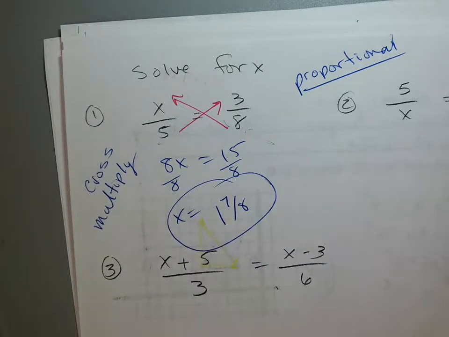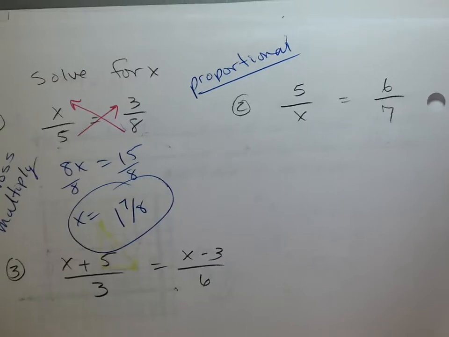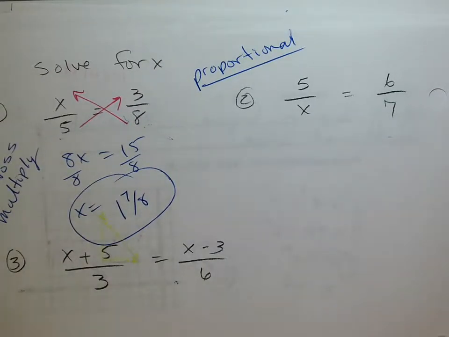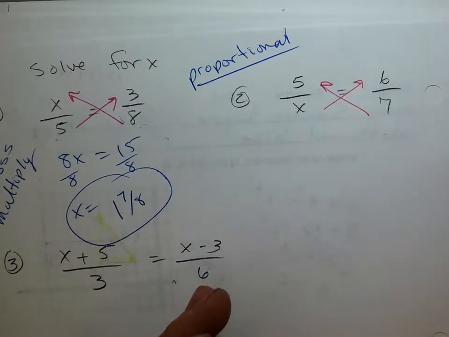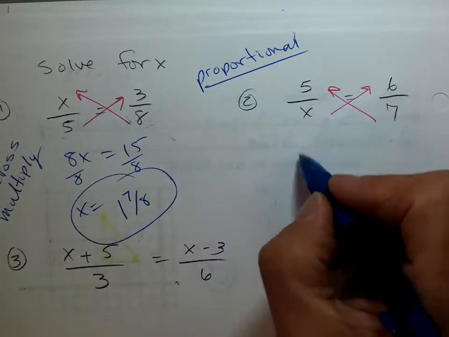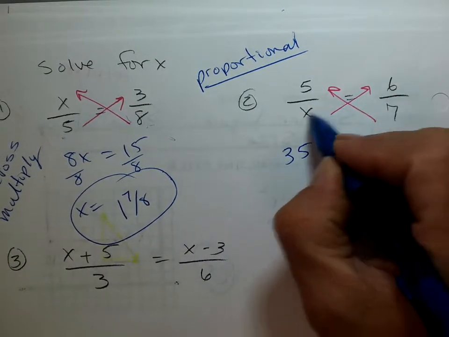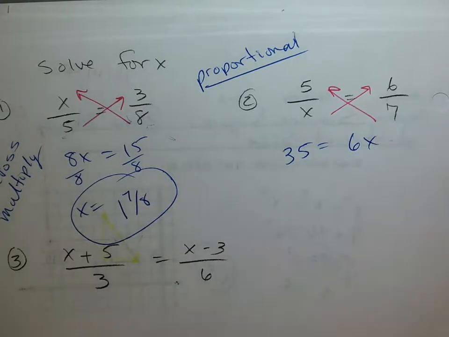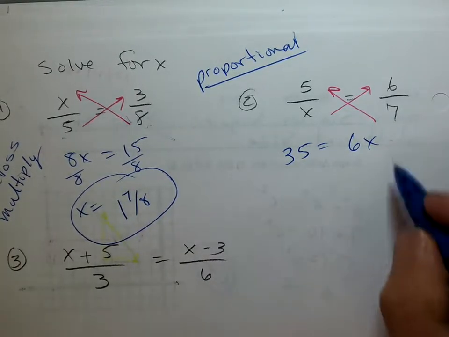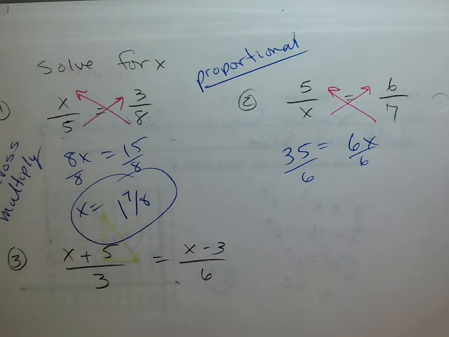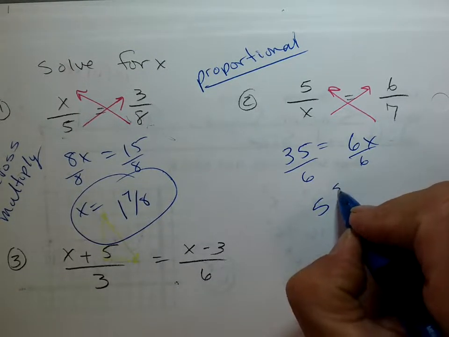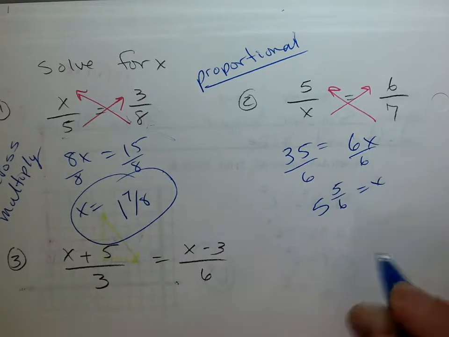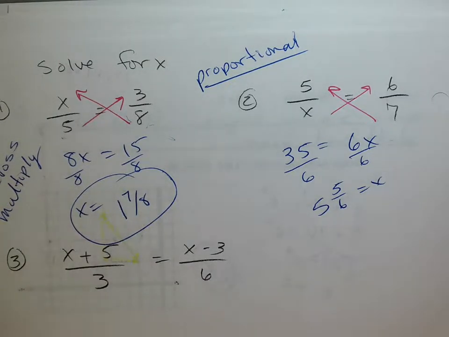Number 2. Same kind of problem except x is on the bottom, but still a fraction equal to a fraction. Cross multiply, okay? So I'm going to take this times this, times this. So we get 5 times 7 is 35. x times 6 is 6x, right? Divide by 6. Let's see, what is that? 5 and 5/6 is x, okay? Easy, right? Pretty easy?